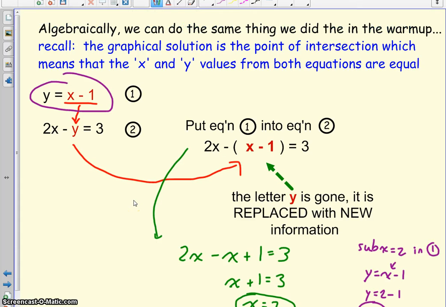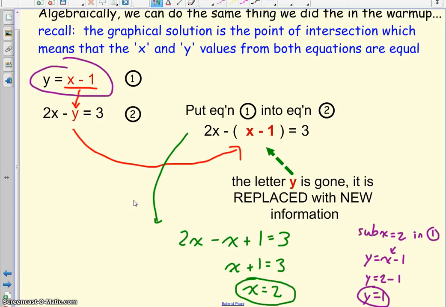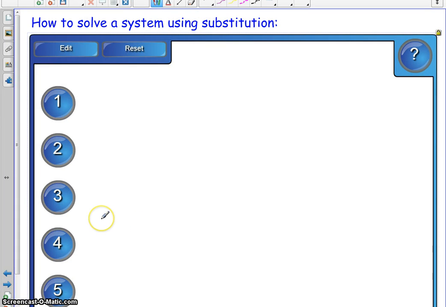Okay, so it seems like a lot's going on here at once, but again, this is a very consistent process, and we'll work through a few more together to see that we're on the right track. Before we do that, let's just summarize the steps we're going to use to solve a system using this process called substitution.